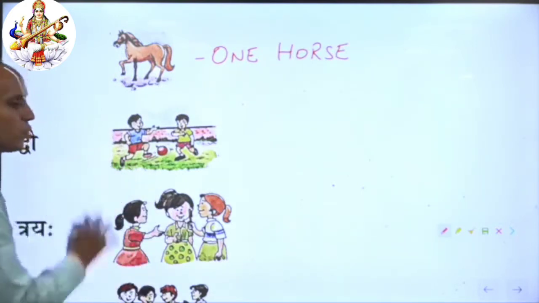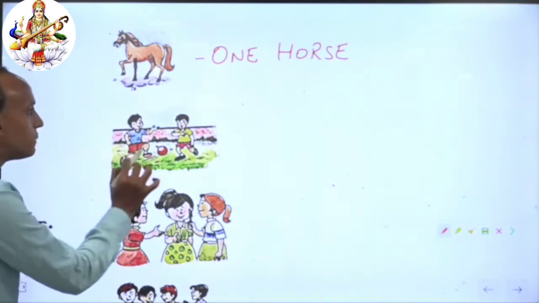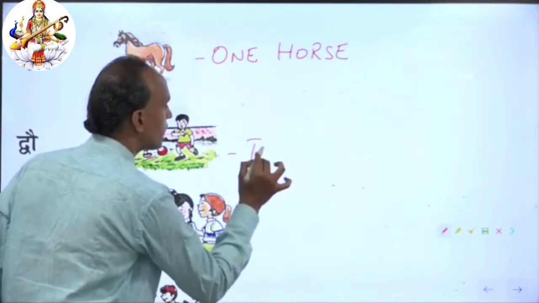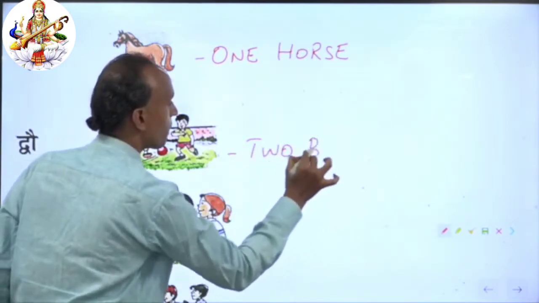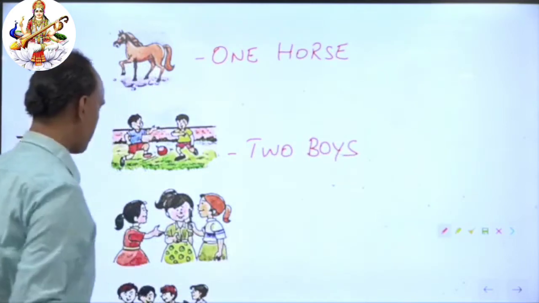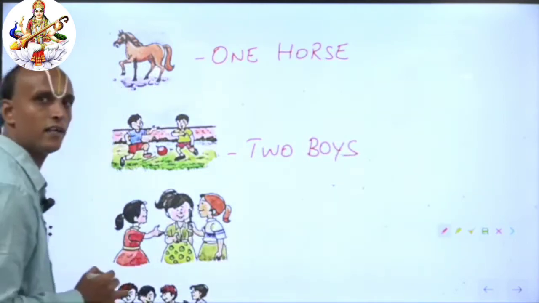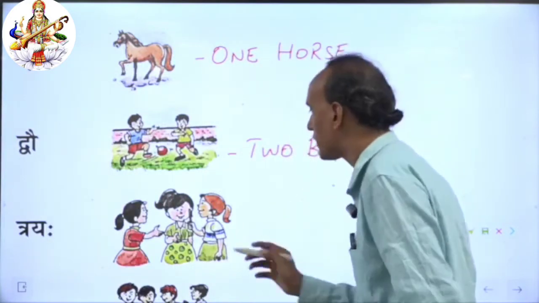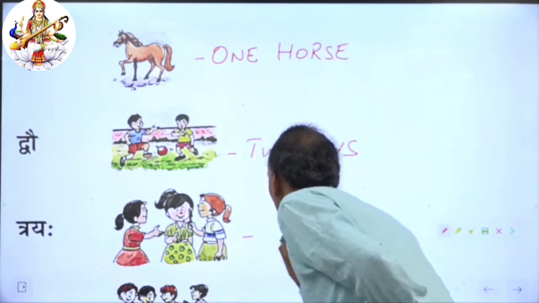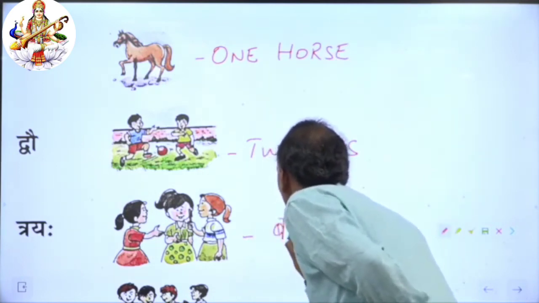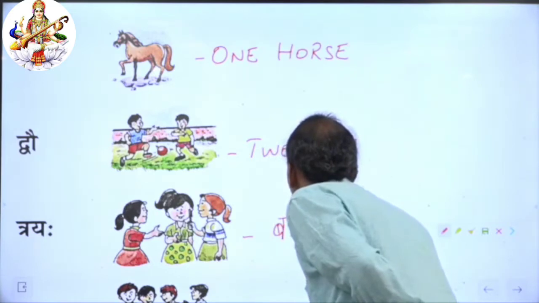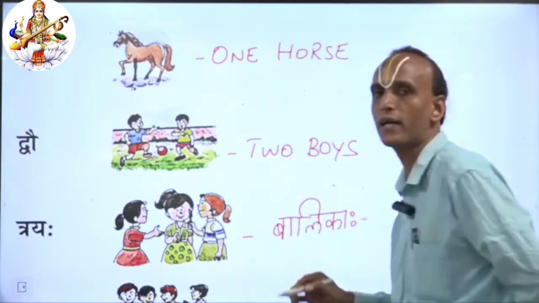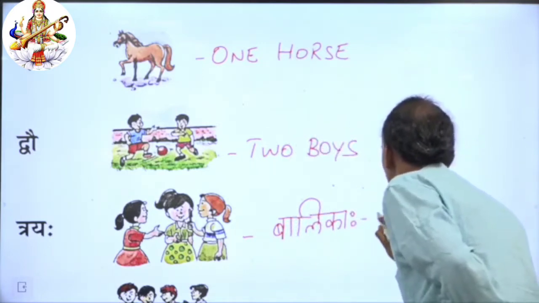Then Dvau. Dvau Balakau. Okay? Two boys. Then Trayaha. Trayaha means what? Three. Okay? Trayaha Balikaha means three girls.